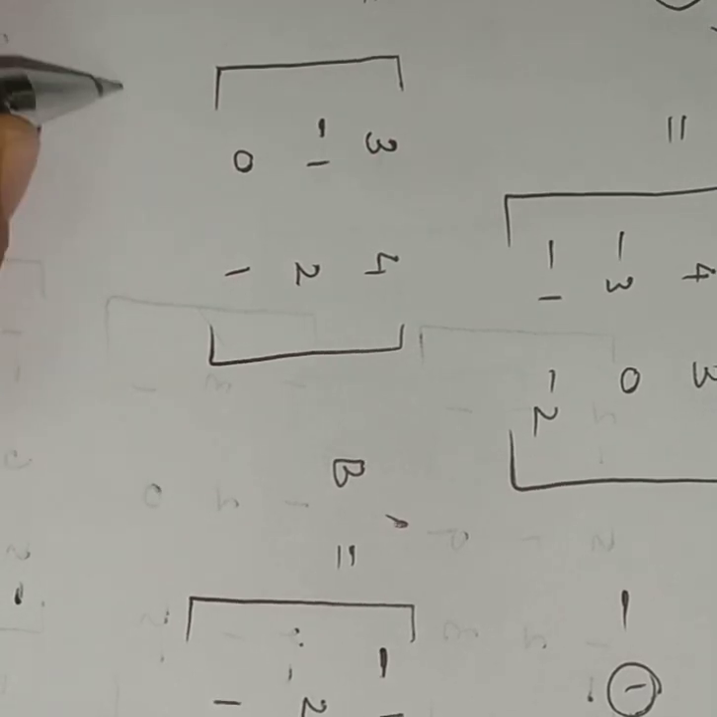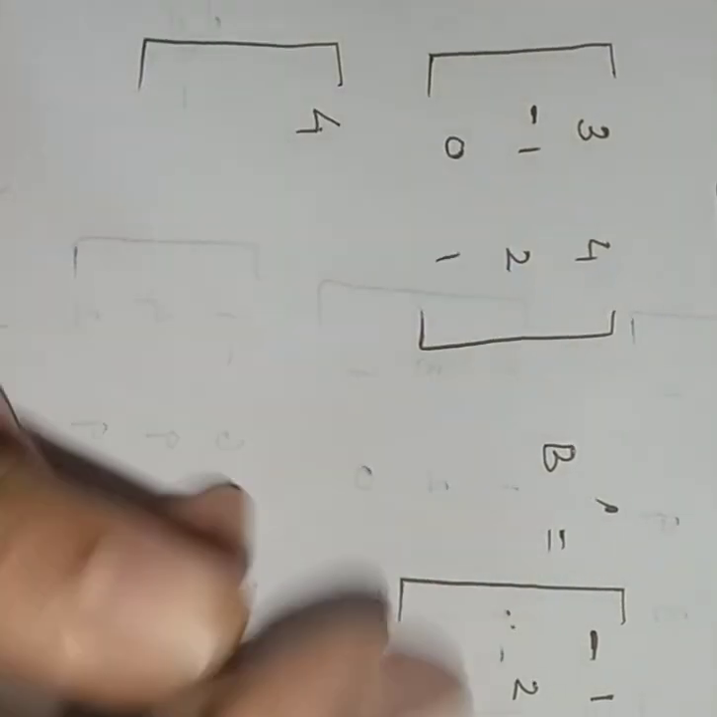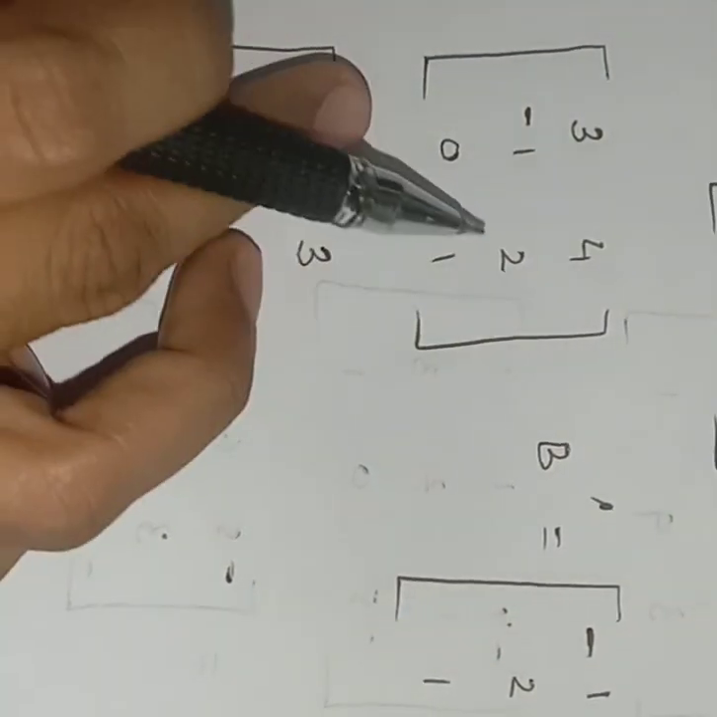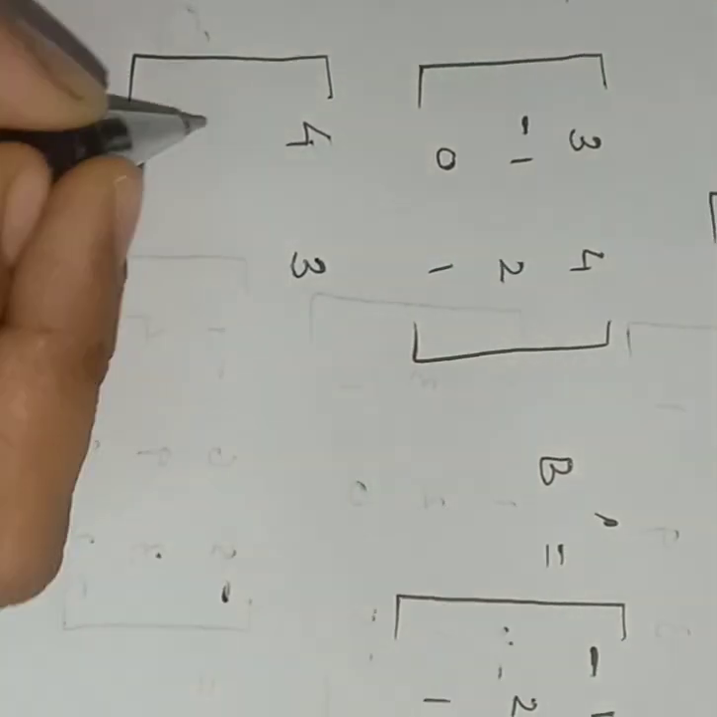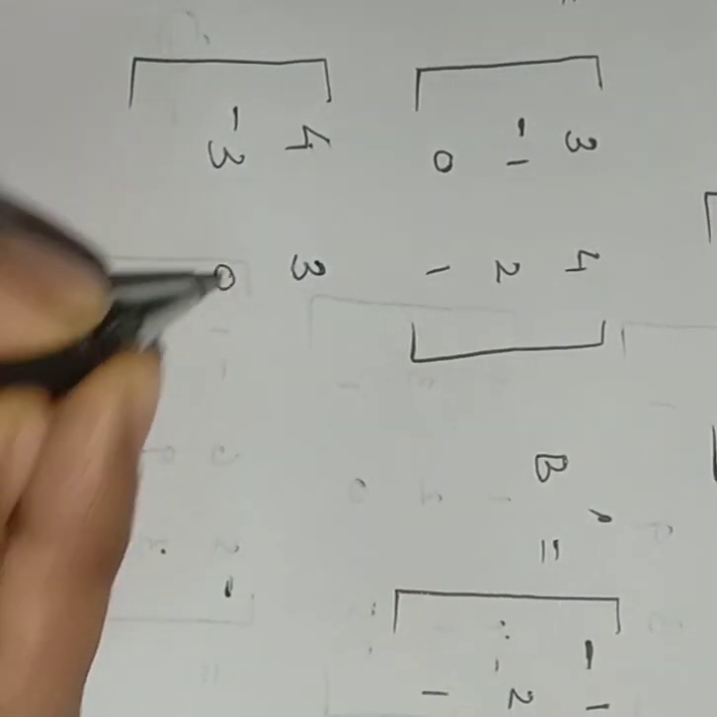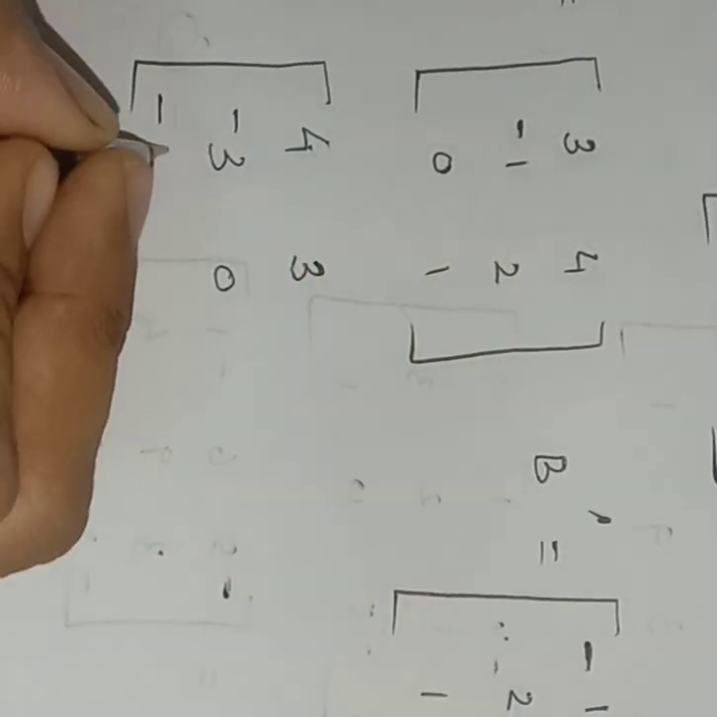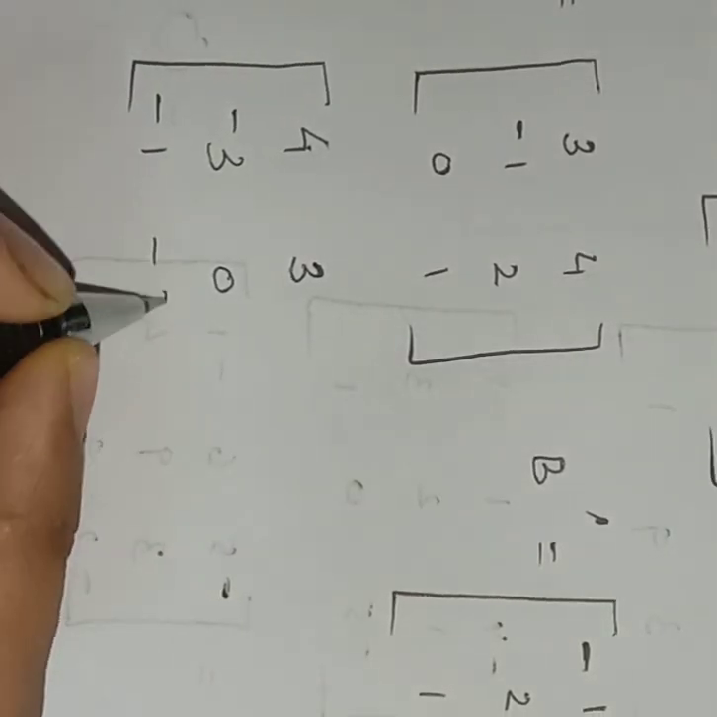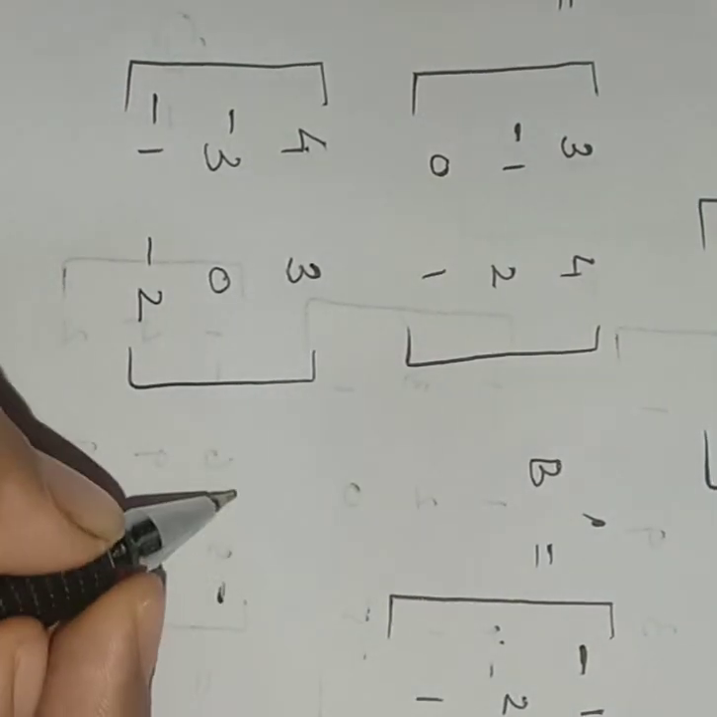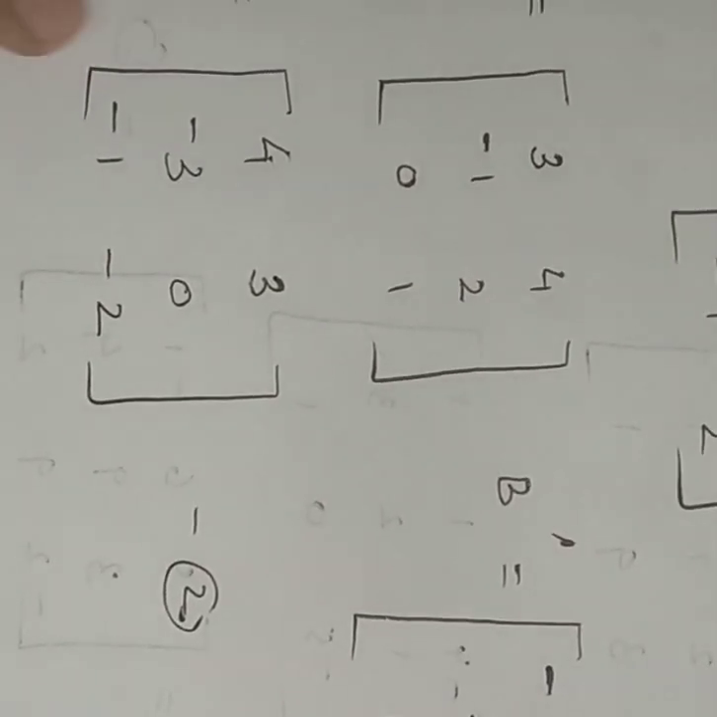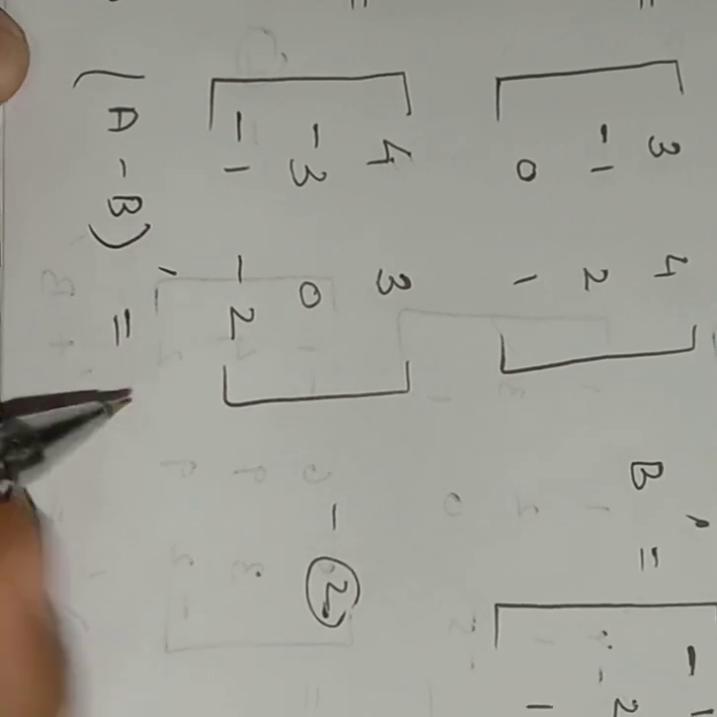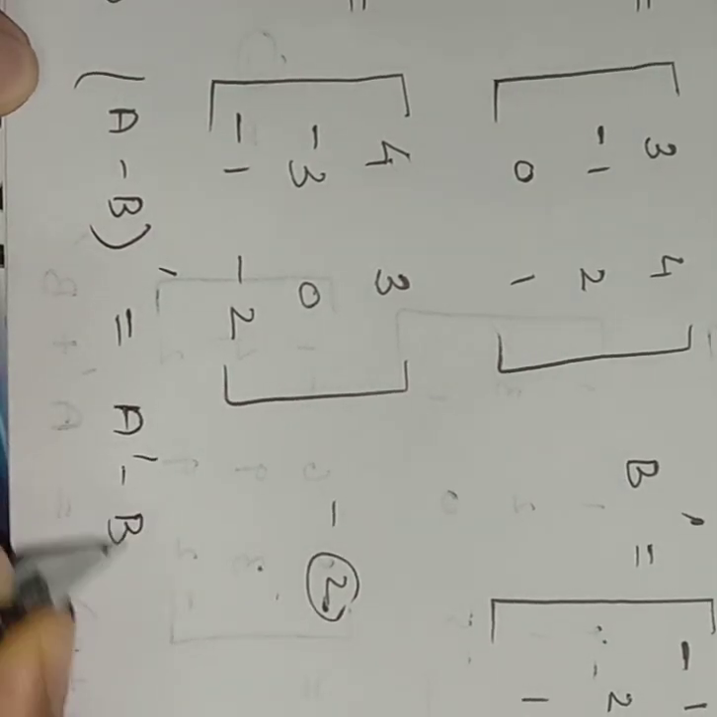So what is 3 minus of minus 1? Plus 4, right? The next one, 4 minus 1 is 3. Minus 1 minus 2 is minus 3. 2 minus 2 is 0. 0 minus 1 is minus 1. 1 minus 3 is minus 2. You can see the first equation and second equation are the same, right? So which implies (A minus B) the whole dash is equal to A dash minus B dash.